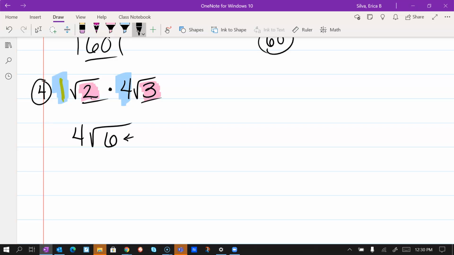We look inside our radical, make sure that it's simplified. There's no perfect square that divides 6. So this is my simplified number.